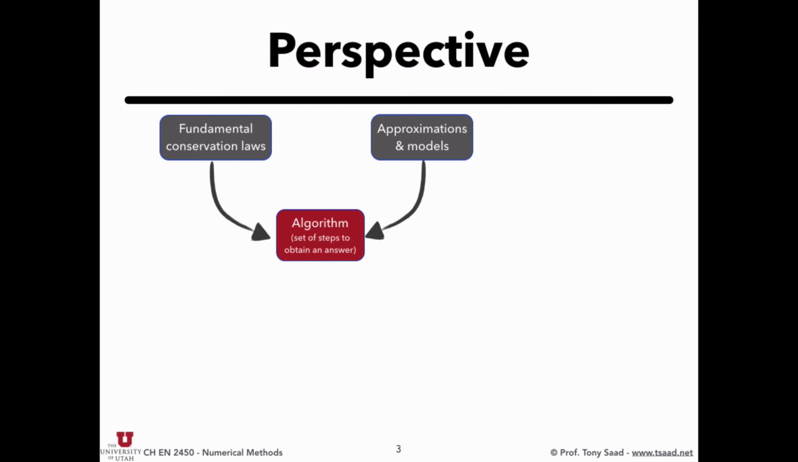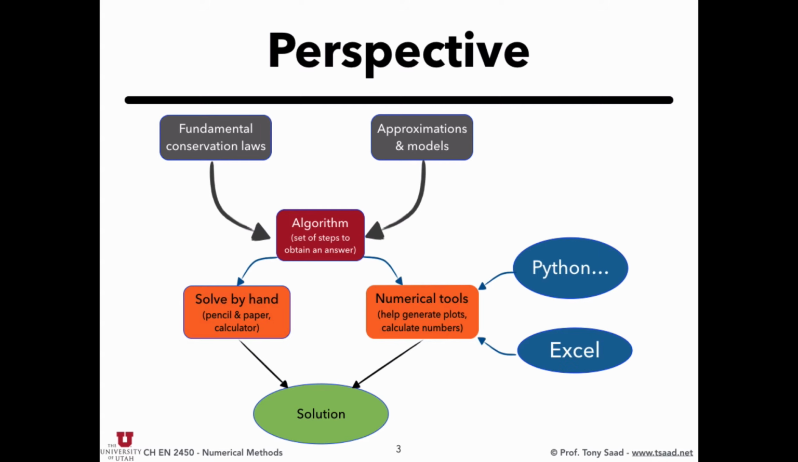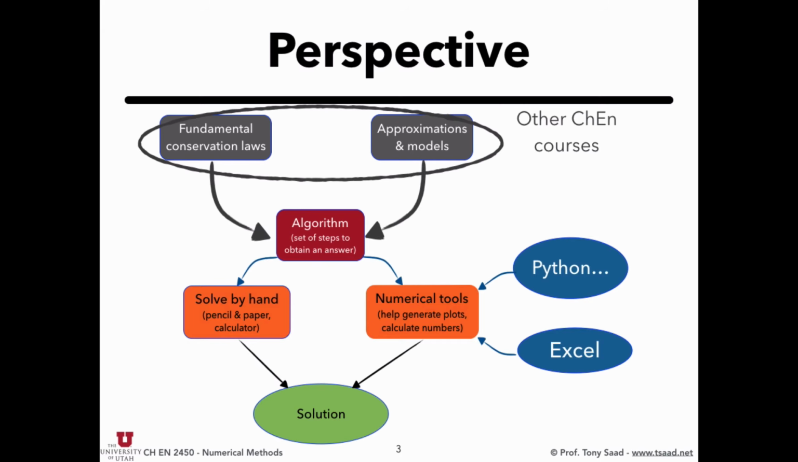You come up with a model, and then you come up with what we call an algorithm, which is essentially a set of steps you need to take to obtain an answer. What you know so far is solution by hand. For very simplified problems, you just use pencil and paper and a calculator and you come up with a solution. Now, numerical methods is another way to plug computers into the algorithm and to be able to solve the more complicated problem. And this is where Python, Excel, and whatever comes in.